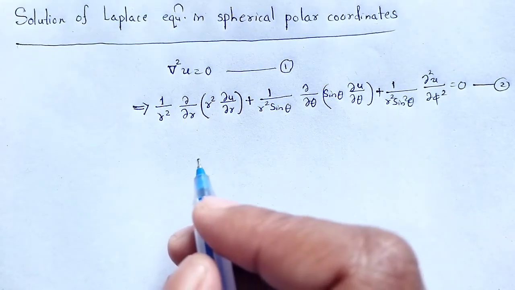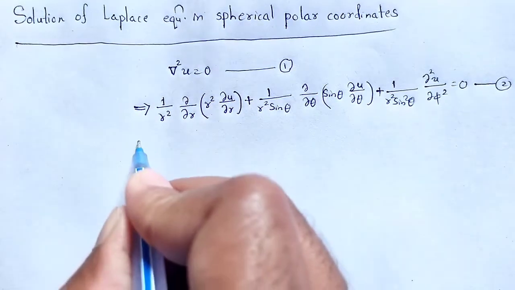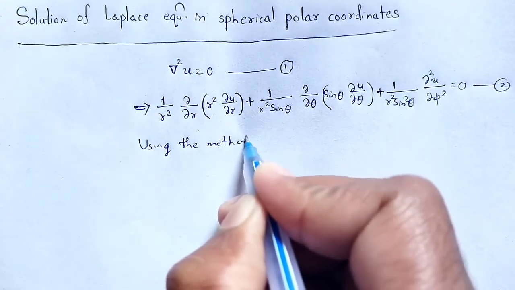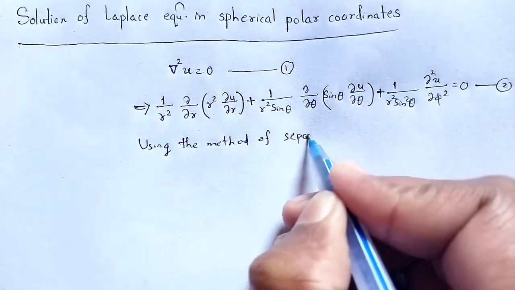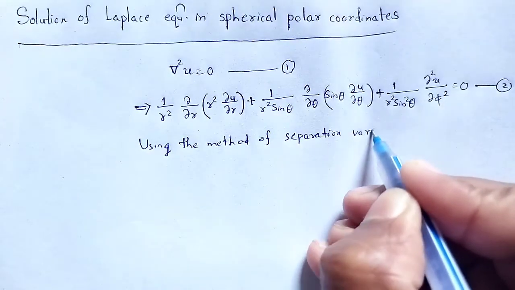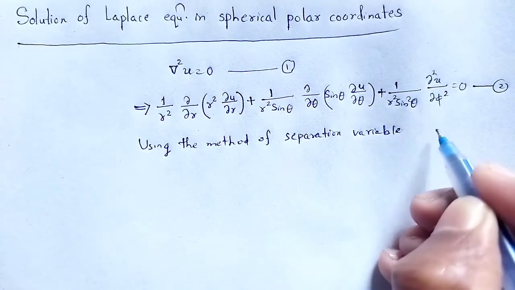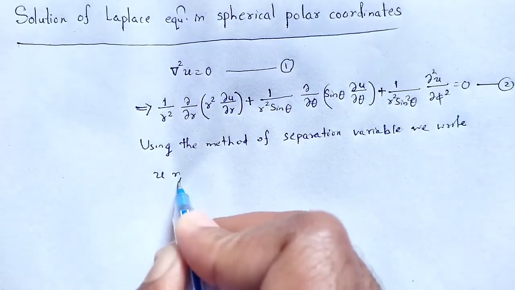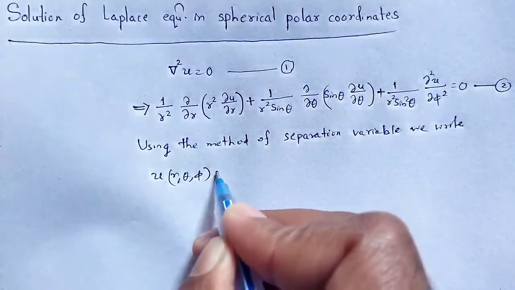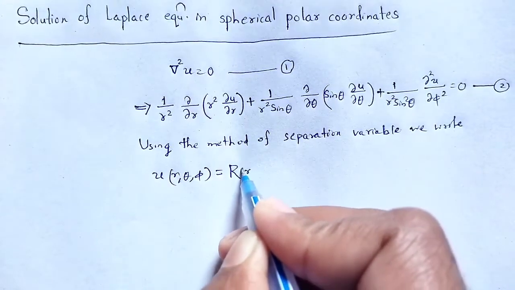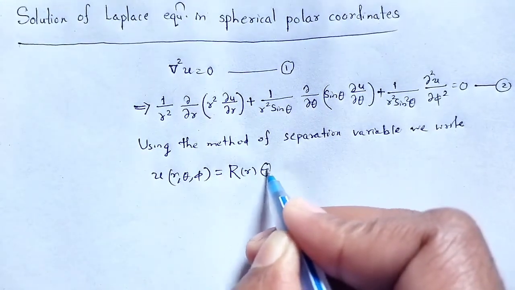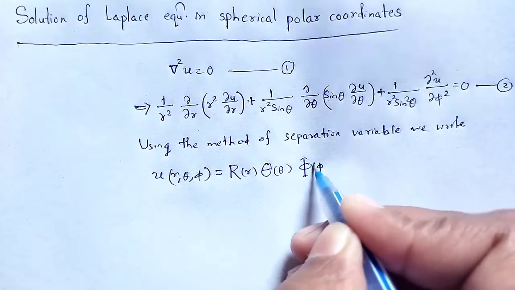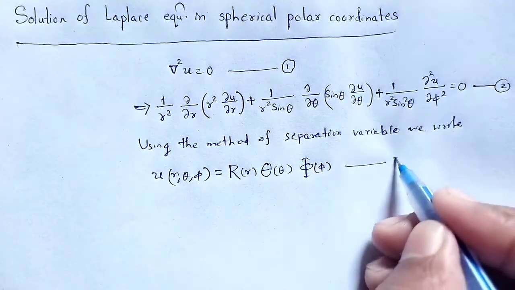Now, using the method of separation of variables, we write u of r, theta, phi as capital R, which is a function of small r only, and capital Theta, a function of small theta only, and capital Phi, a function of small phi only. That is equation number 3.